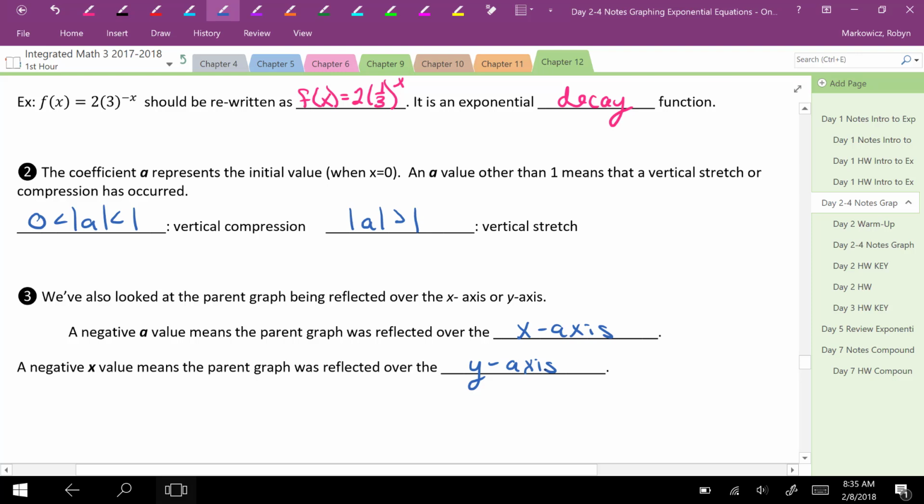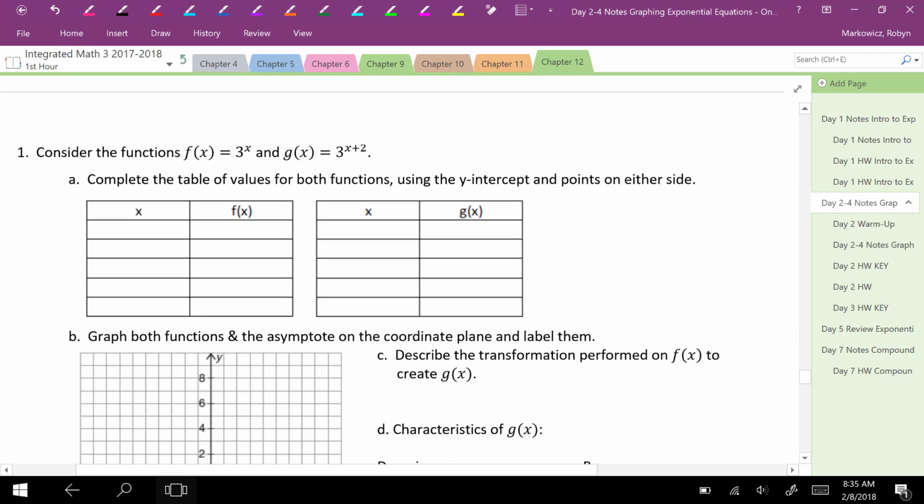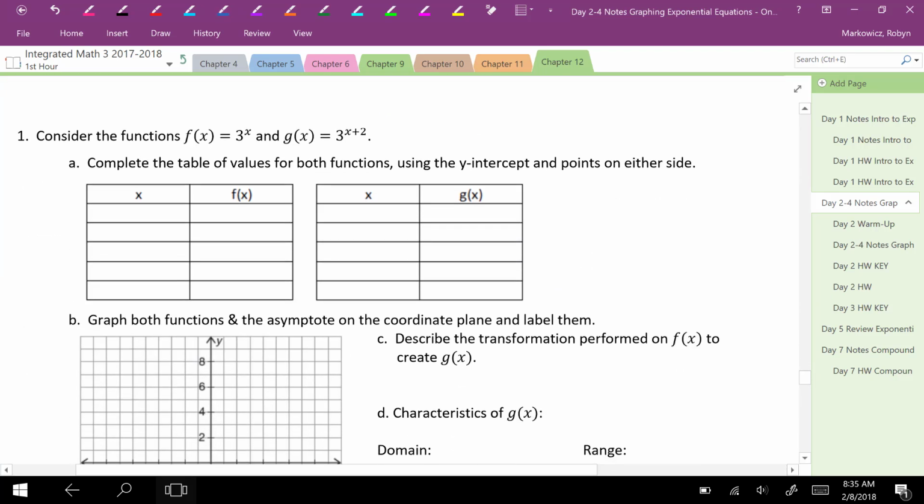All right, so what is the only type of transformation that we have not talked about yet? We talked about reflections, we talked about dilations, left and right, up and down. What do we call those? Do you remember? Translations. So we're going to get into that today. We're going to consider these two functions, and we're going to pick some nice x values.